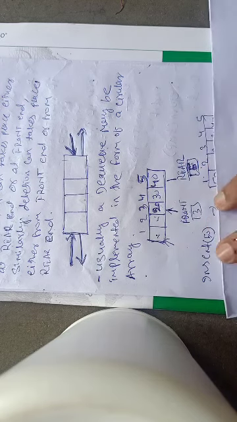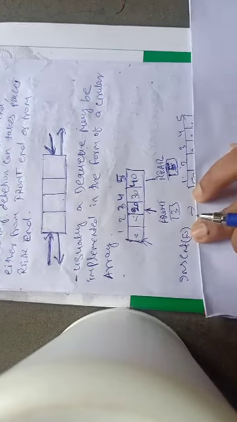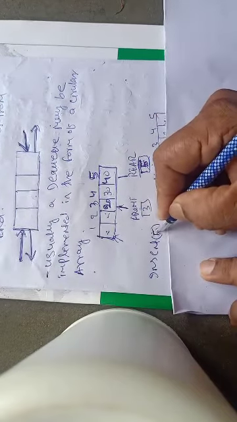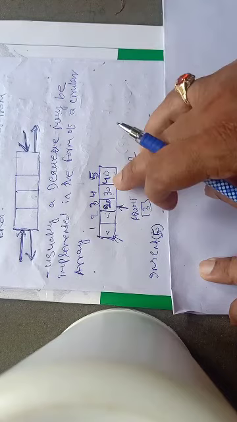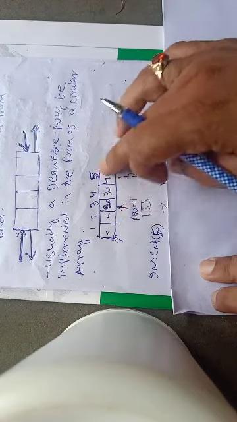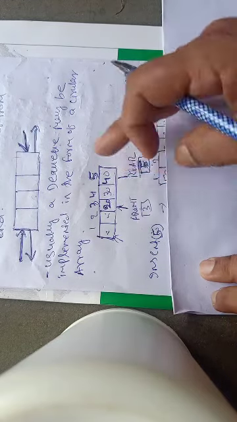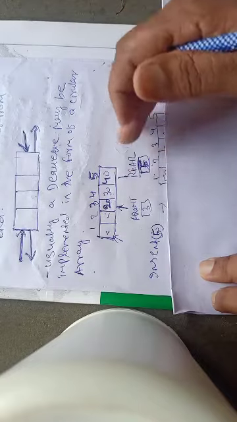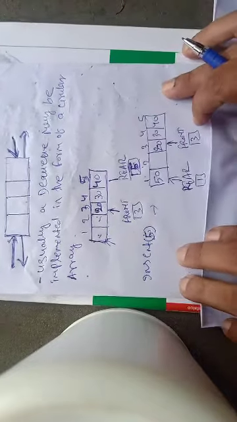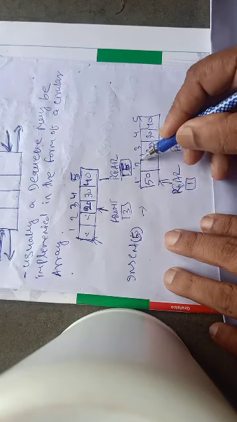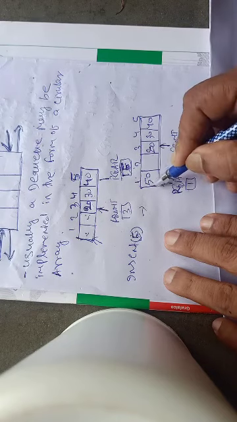Now suppose we will insert 50. Okay, so we want to insert 50 in this queue. So had it been a normal queue, this queue would have shown that it is an overflow. But now I am saying it is a circular queue. So after insertion, this will be the content of the circular queue.